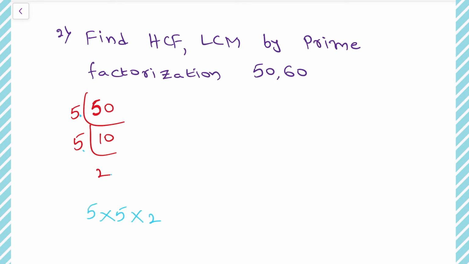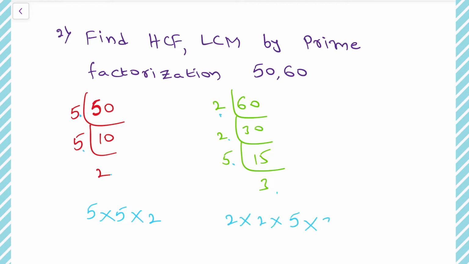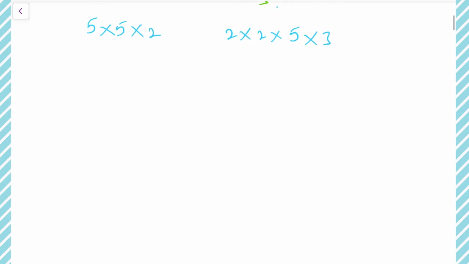Next, coming to the second number, that is 60. 2 30s are 60, 2 15s are 30, 5 3s are 15. Now these numbers we need to write, that is 2 into 2 into 5 into 3. Whenever they ask a question related to prime factorization, definitely they will ask HCF as well as LCM, both together compulsorily. So let us check how to find HCF as well as LCM from these numbers.